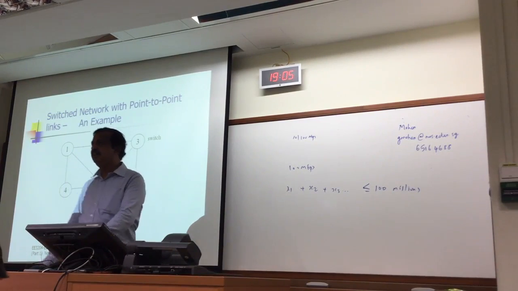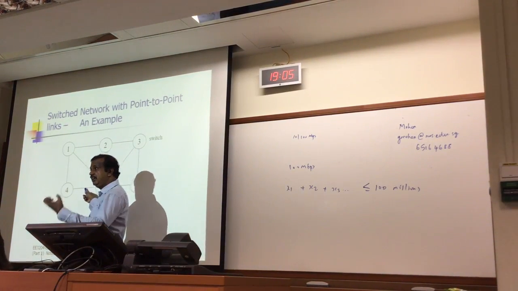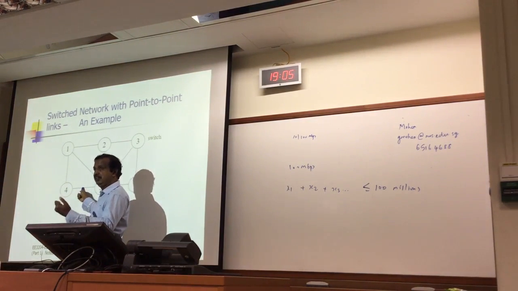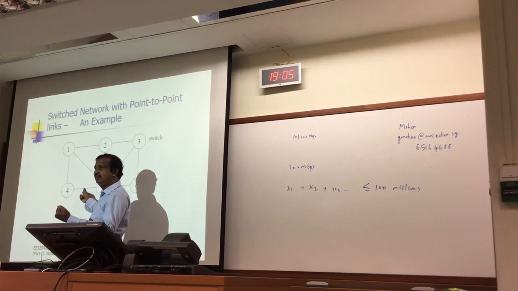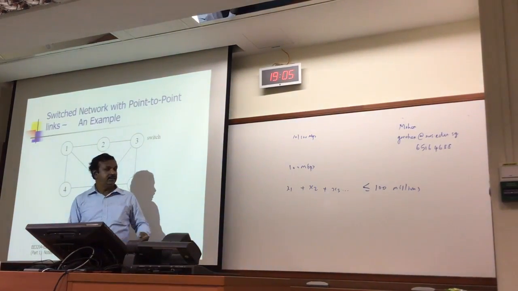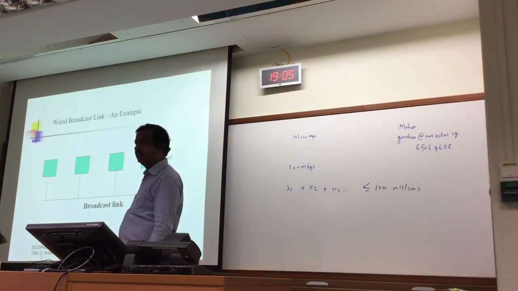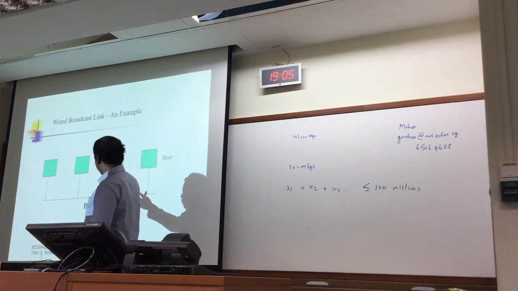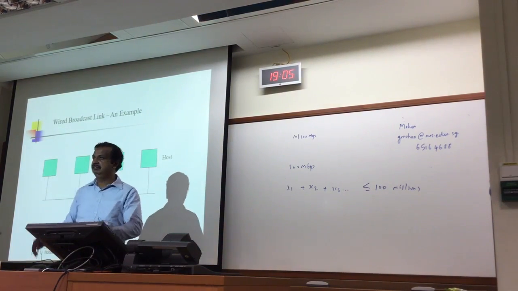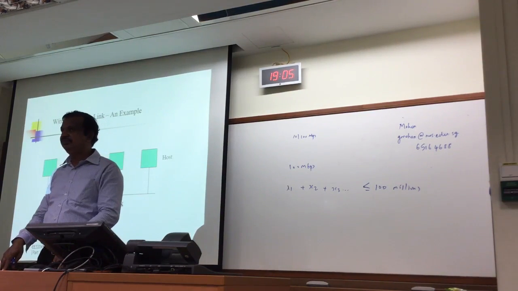The advantage is that if this link capacity is 100 Mbps, it's entirely available to this pair. It's not shared by others. Is that fine? But here there's a problem of routing. In the case of a broadcast link, there's no routing. If this wants to send something to this or this, you just broadcast. Then whoever is interested takes it. That's all.